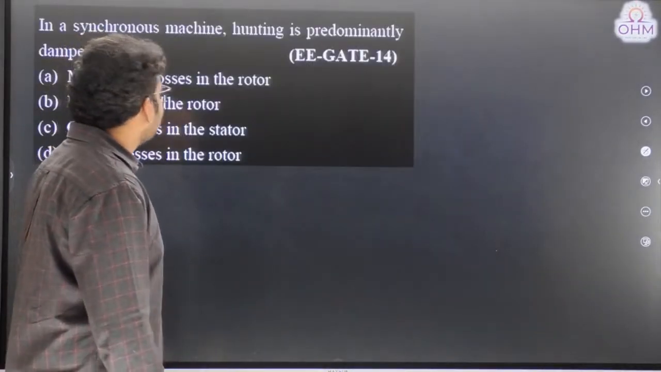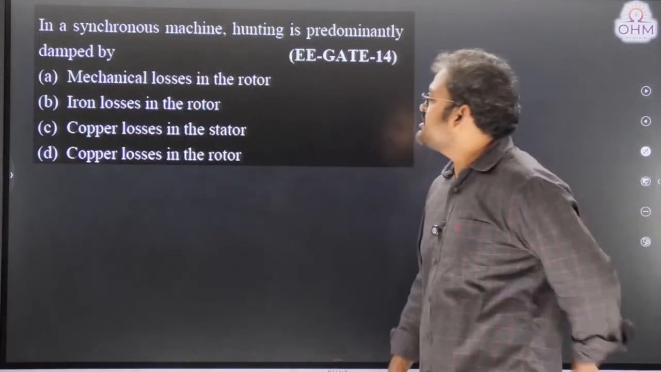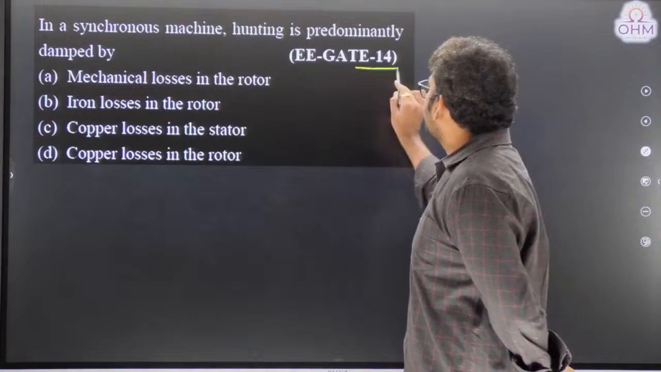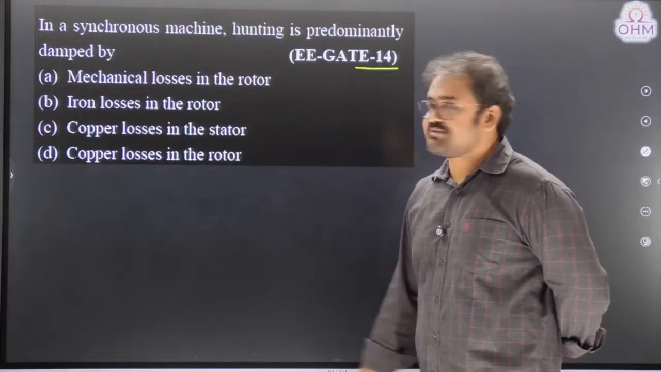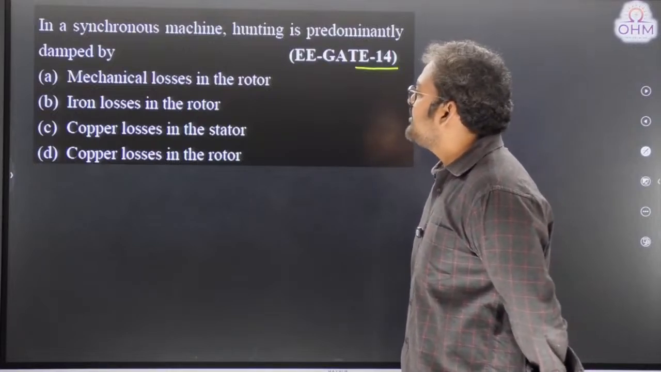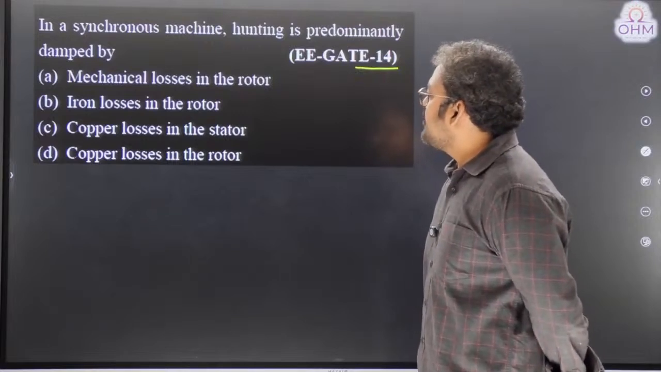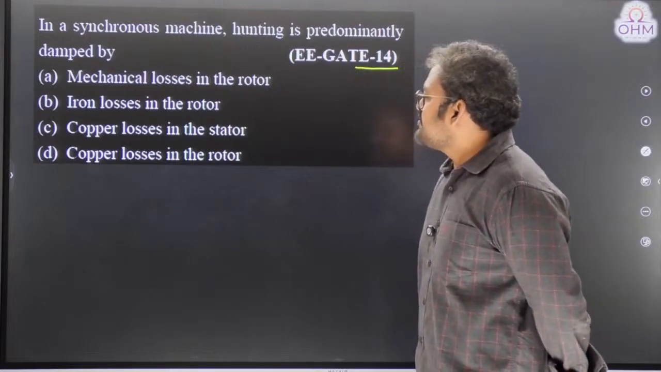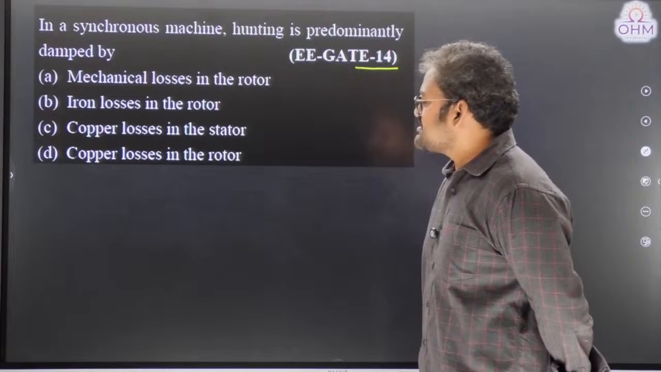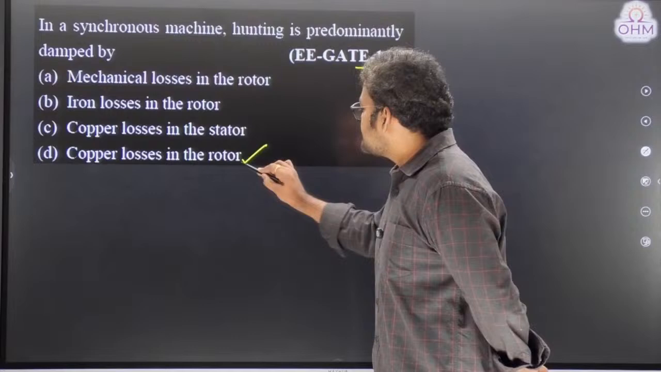Now let us try to answer a question related to the hunting process. You see this question. This is a 1-mark question in the GATE 2014 exam. Read the problem. In a synchronous machine, hunting is predominantly damped by what? Mechanical losses in the rotor, iron losses in the rotor, copper losses in the stator, or copper losses in the rotor. The answer is copper losses in the rotor.